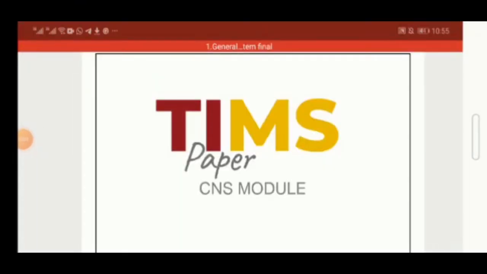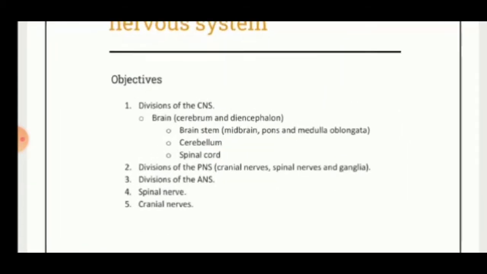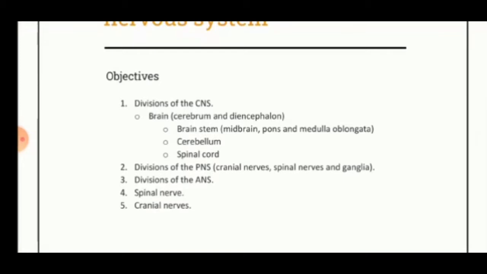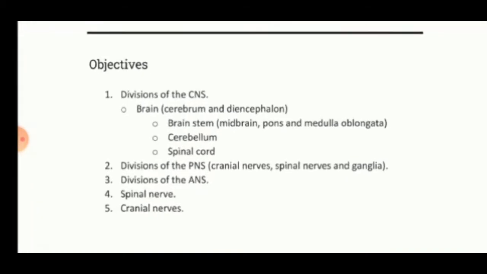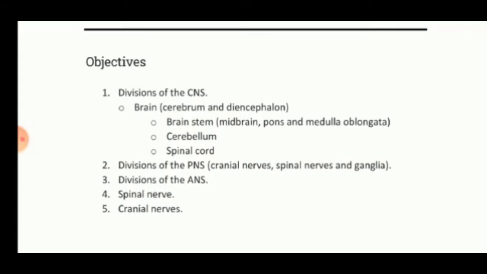This is our first anatomy lecture for the CNS module. This lecture is just going to be an introduction for the upcoming lectures. Here are the objectives. In this lecture, we need to know the main two divisions of the nervous system, which are central nervous system and peripheral nervous system. And we are going to have an overview for the subdivisions: cranial nerves, spinal nerves, ganglia, cerebellum, spinal cord, BNS. All these are the subdivisions.